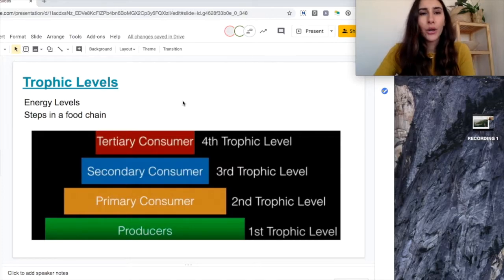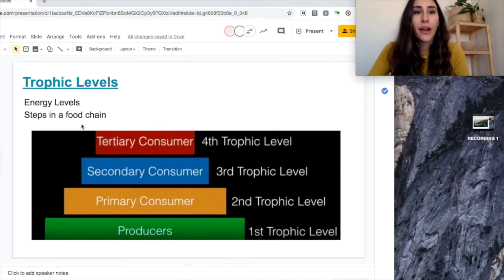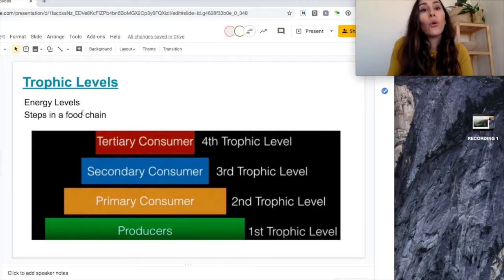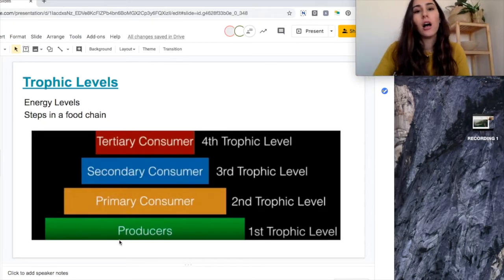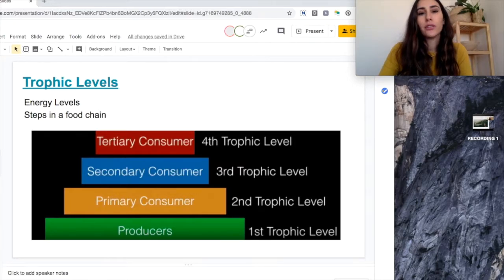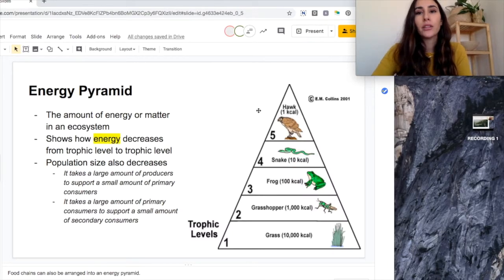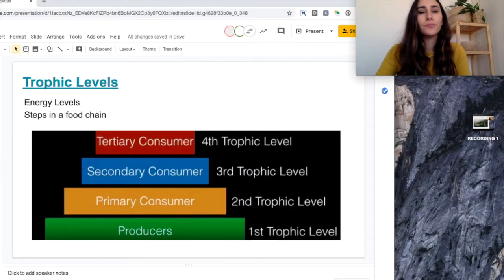Now, what exactly are trophic levels? Trophic levels, like I said, are energy levels, and they represent steps in a food chain or an energy pyramid, as we saw. Producers represent the first trophic level. Primary consumers represent the second trophic level. Secondary consumers represent the third trophic level, and tertiary consumers represent the fourth trophic level. If we had a quaternary consumer, that would be the fifth trophic level, as we saw right here, right? The hawk is the fifth trophic level. But I won't usually go that far, so usually we'll stop here at the fourth trophic level.